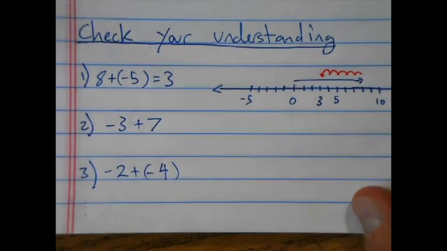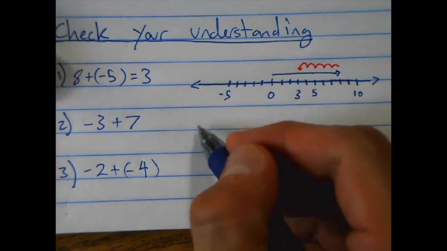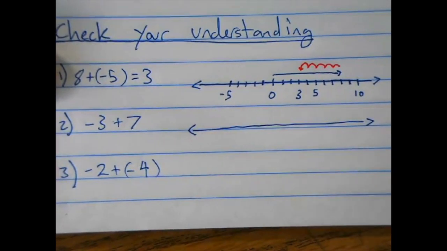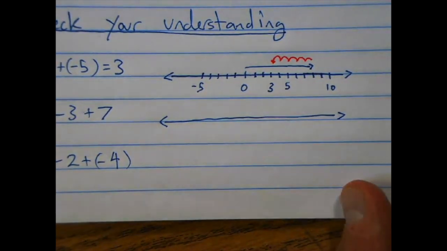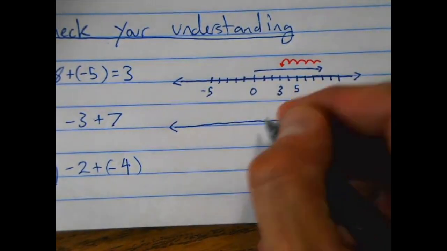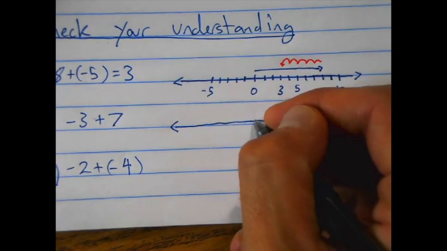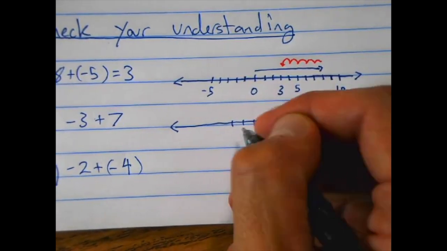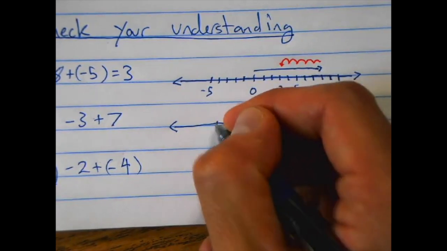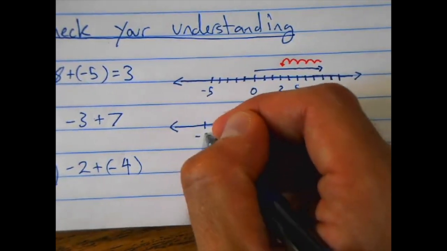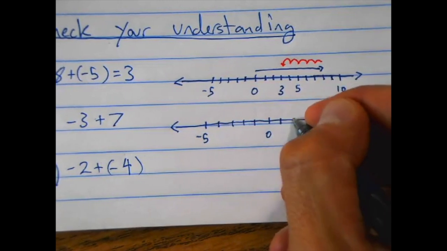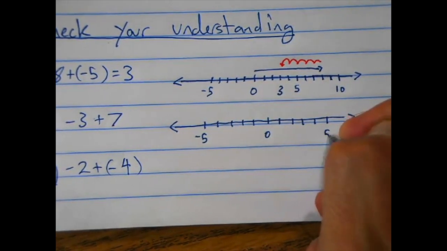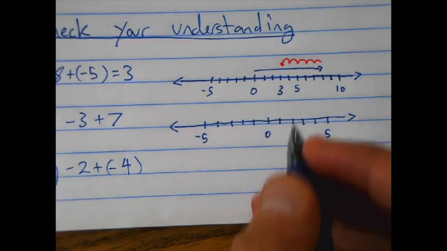Okay, next problem, negative 3 plus 7. Draw a number line. I'm going to put 0 in there, and I'm going to put some more equally spaced intervals, relatively equally spaced. 1, 2, 3, 4, 5. It's negative 5. 1, 2, 3, 4, 5. I think that's going to be right, but we'll see when we start it.